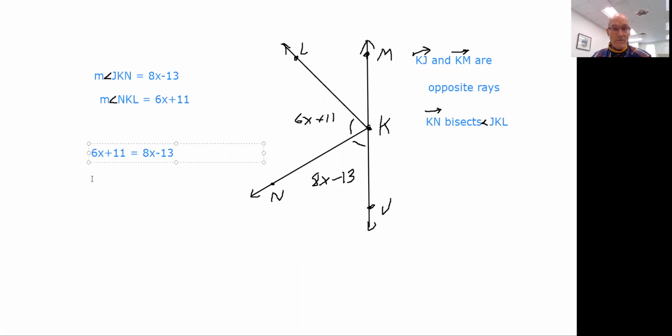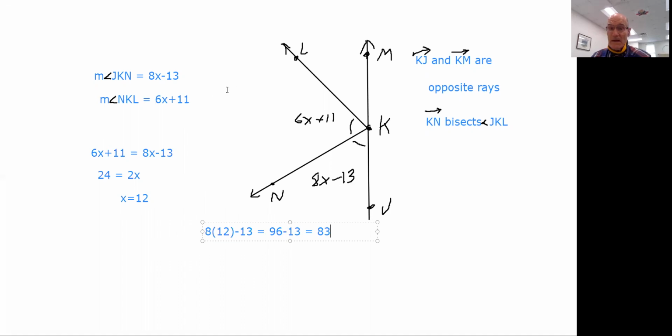Now, if we move the variables to the right and the numbers to the left, we get 24 equals 2x. So therefore, x equals 12. Now, so if I stick 12 back into each one of these, in this here, I get 8 times 12 minus 13, which is equal to 96 minus 13, which is equal to 83.